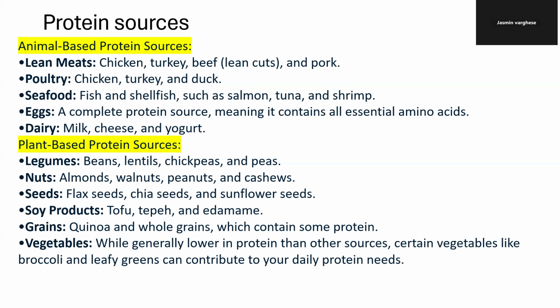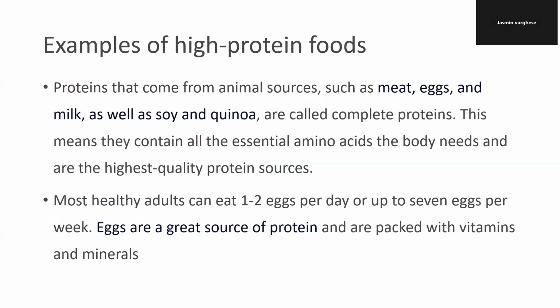You have options. Based on your food pattern or dietary pattern and specification, you can choose from this list, and you have to consume enough protein to maintain immunity as well as a normal healthy lifestyle. Examples of high protein food: proteins that come from animal sources such as meat, egg, and milk, as well as soy and quinoa, are called complete protein. If you can eat meat, egg, and milk, that's a good source of protein.